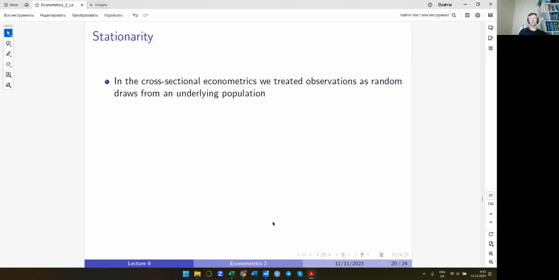Now, the last important concept is stationarity. When we spoke about cross-sectional econometrics, we treated observations as random draws from an underlying population, right? So it was always kind of assumption number 2 in any model. The second assumption was that x and y, or y and x1, x2, x3, or some control variables as well, are random draws from the population, right?